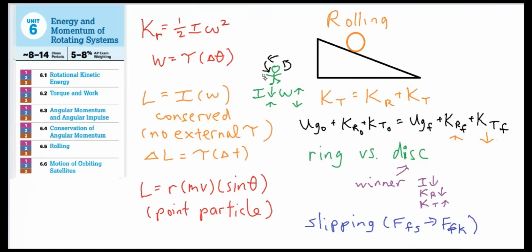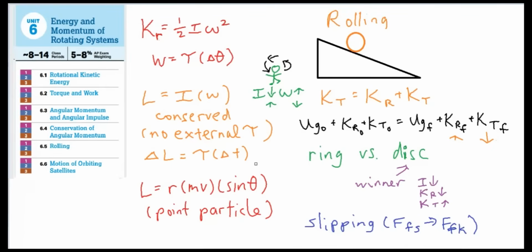A common example would be the figure skater spinning, where their arms are inwards, then their I drops and their omega goes up, or their arms go out, which means their inertia rises, which means their omega value would drop down to keep that angular momentum conserved. If there's a change in angular momentum, it would be torque times delta t. Remember that delta t is the time of impact.